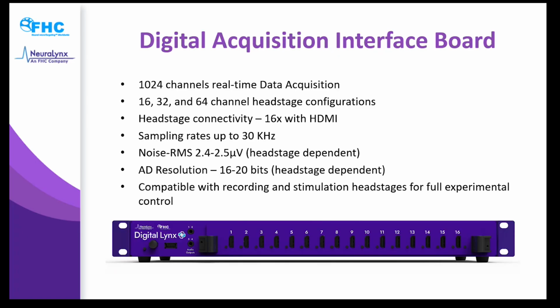Then on the front here, we now have HDMI inputs instead of the previous MDR50 ones. So we will have adapters for this to be able to connect current digital head stages to this digital acquisition interface board. Customers are able to use both 16, 32, and 64 channel head stages through one single port with sampling rates up to 30 kilohertz. This is common across all of the digital head stages. 30 kilohertz is the going sampling rate.